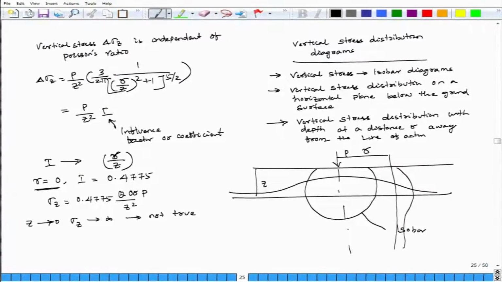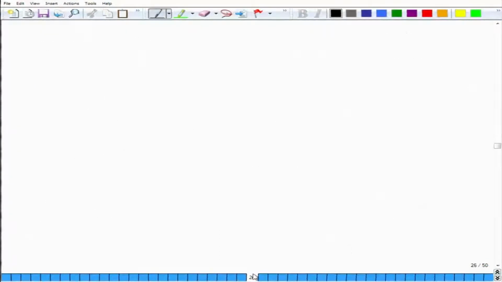One is your vertical stress or isobar diagrams, second is your vertical stress distribution on a horizontal plane below the ground surface, third one is your vertical stress distribution with depth at a distance r away from the line of action. Now, what is an isobar? Very simple question. What is an isobar?